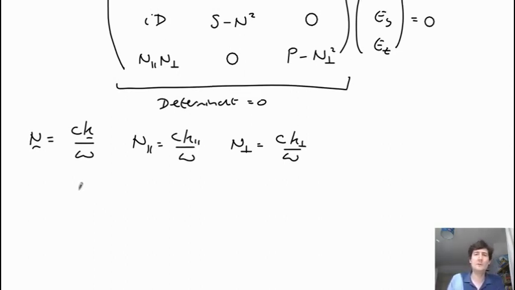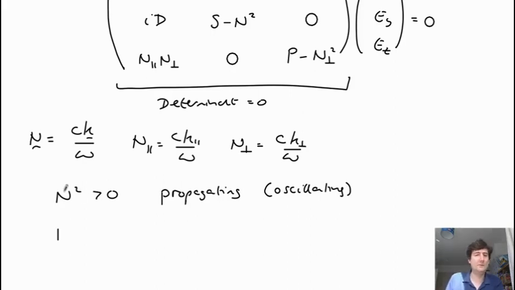It also tells us when it's absorbed. For example, if n squared is bigger than 0, then it's propagating, so it's an oscillating wave. That's the standard case; a light wave in vacuum has n squared equals 1, so bigger than 0. If n squared is less than 0, this means that we have an imaginary k or imaginary omega, and this means that we have a decaying wave.